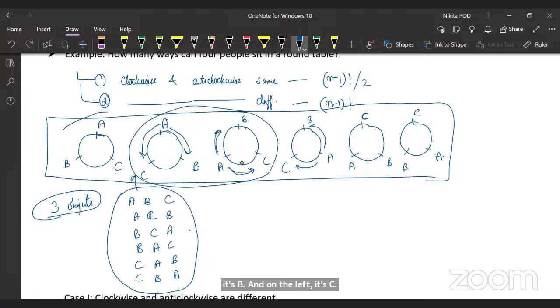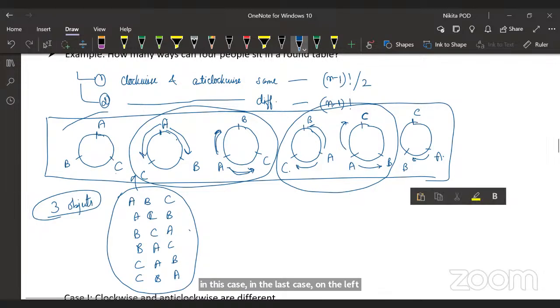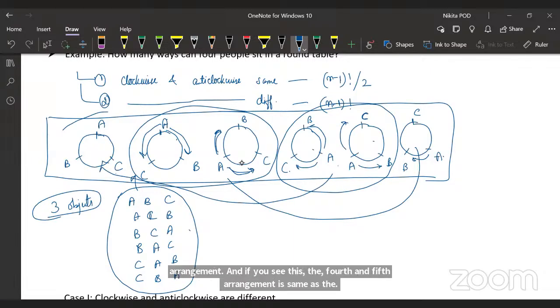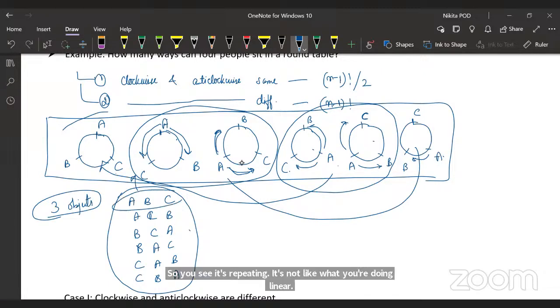Now, what is fifth? On the right, again, it's B. On the left, it's C. So these two are the same arrangements. And in the last case, on the left, it's B, and on the right, it's C. And this arrangement is same as this arrangement. And the fourth and the fifth arrangement is same as the first arrangement. So you see, it's repeating. It's not like what you do in linear. In the linear case, all these arrangements are different.